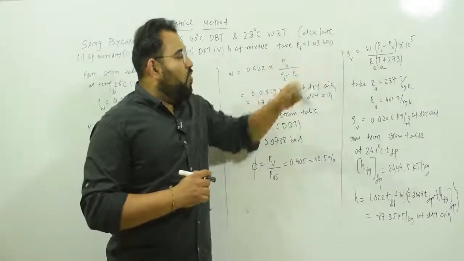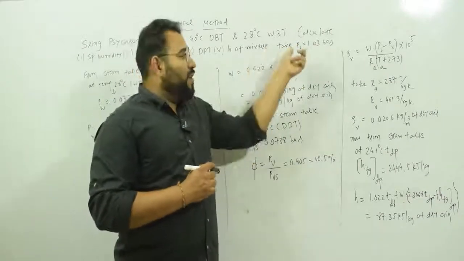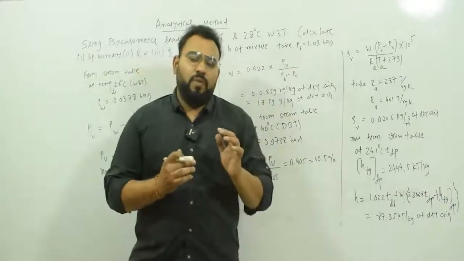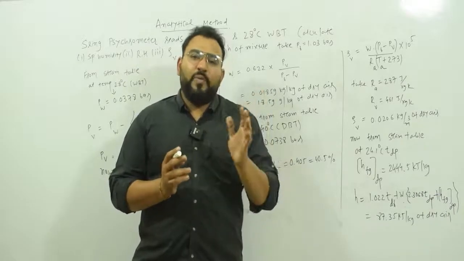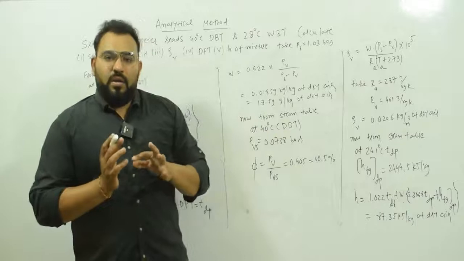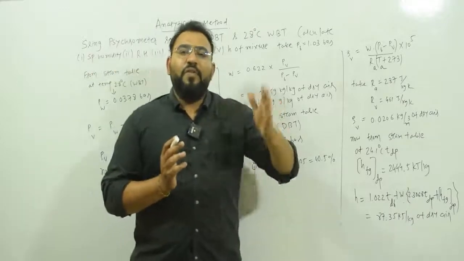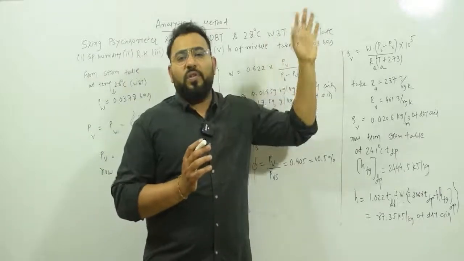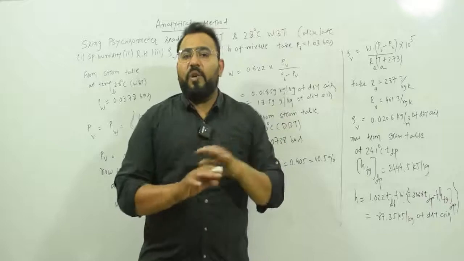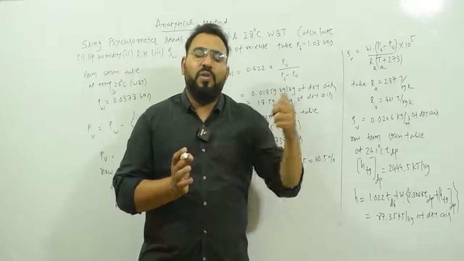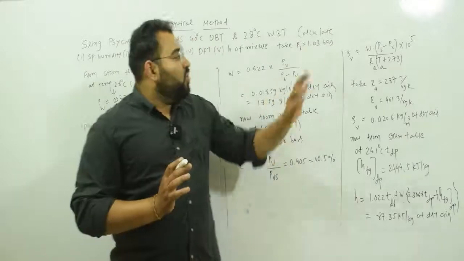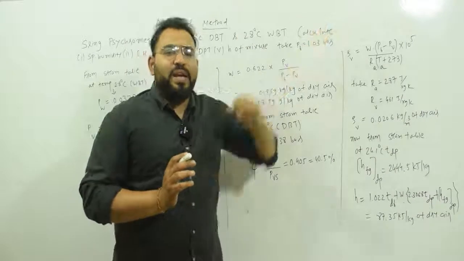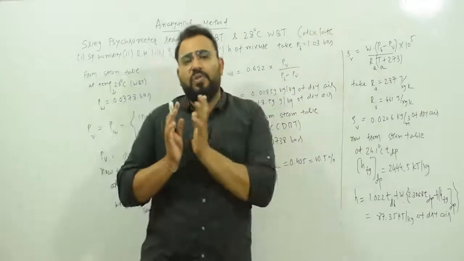Take PB equal to 1.03 bar. PB means atmospheric pressure. Sometimes in an example they will not give you the atmospheric pressure, then you have to take atmospheric pressure equal to 1.03 bar. Or if the example says take atmospheric pressure equal to 1.013 bar, then we have to take 1.013 bar. If no atmospheric pressure is given, you have to take it on your own, either 1.03 bar or 1.013 bar. Whatever atmospheric pressure is given, you have to take that only.